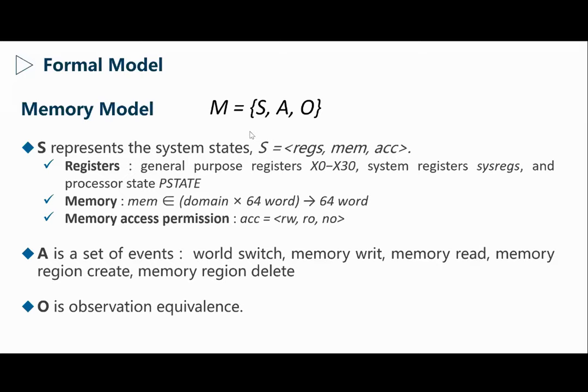Our model is represented as M. S represents the system states and includes registers, memory, and memory access permission. A is a set of events including world switch, memory region create, and memory region delete. O is observation equivalence. We model the domain as this function.